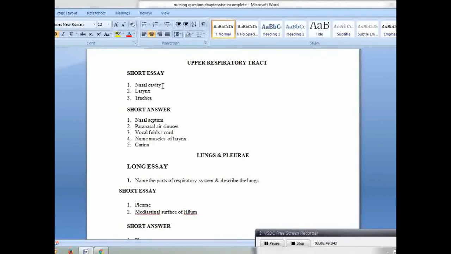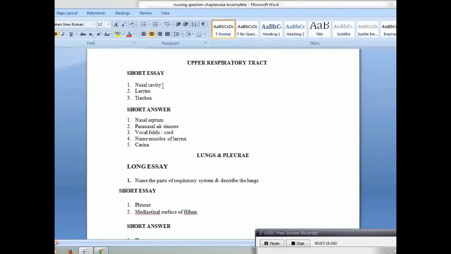Vocal cords, vocal fold. Here again you will mention the formation of the vocal fold, the muscle which is there, and so on. Name the muscles of the larynx. There are different muscles in the larynx, paired and unpaired muscles, and intrinsic and extrinsic muscles of the larynx. So you need to mention all those things, muscles like vocalis, arytenoids, transverse arytenoid, and so on.